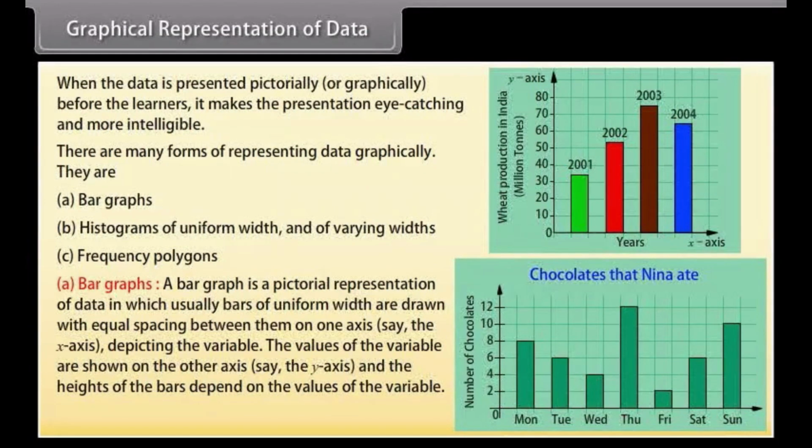Let us take one example to read the bar graphs. Observe this bar graph. This represents the number of chocolates that Nina ate last week. Now can you tell which day did she eat the most number of chocolates? We can see that on Thursday she ate the most number of chocolates.